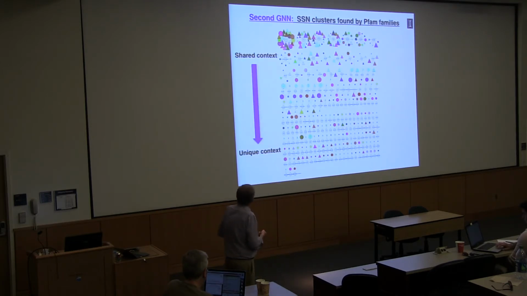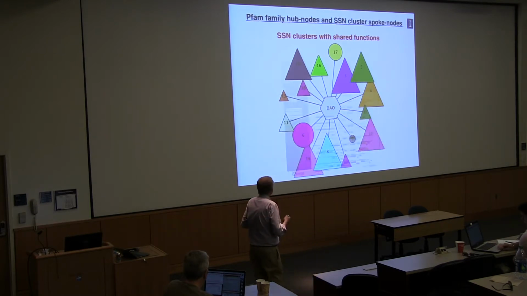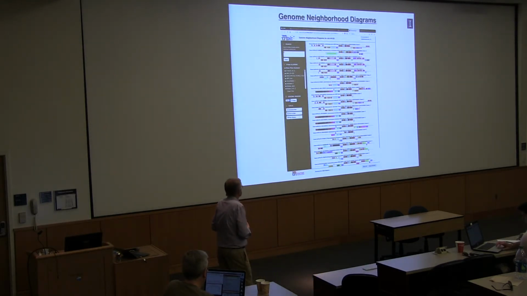Okay, we also provide another GNN format, and what this is, for each PFAM family that was in a genome neighborhood, we identify the clusters that found that. So if multiple clusters found the same PFAM family, it could very well be that these clusters have the same function. And the whole problem with these SSNs is how do you segregate them to be isofunctional, and so this should enable that.